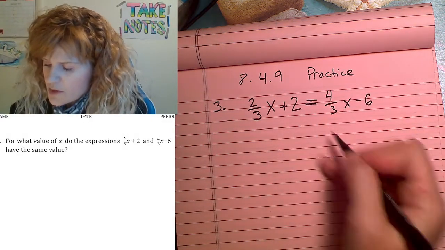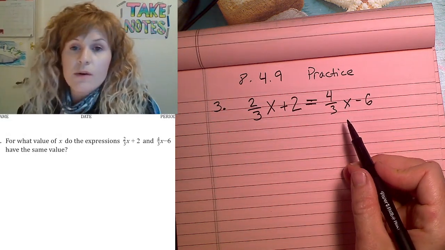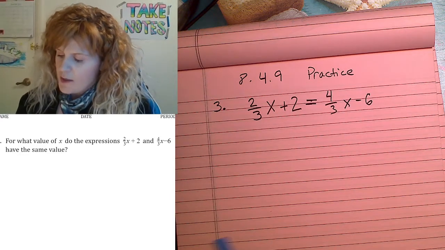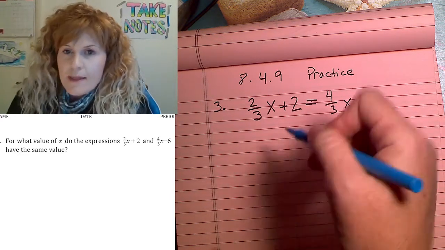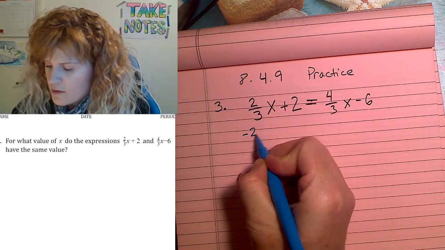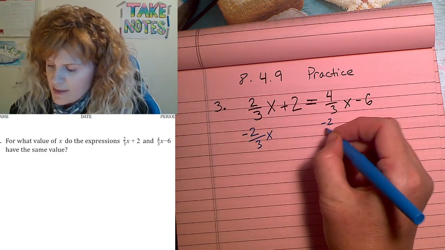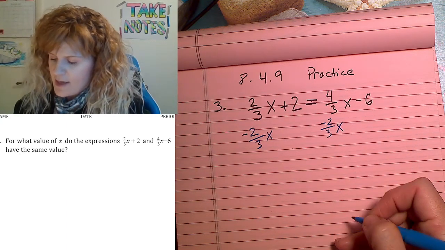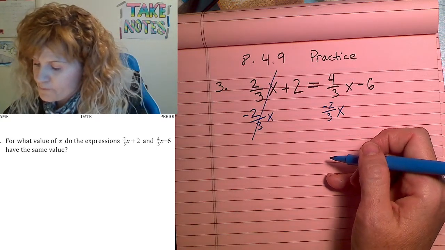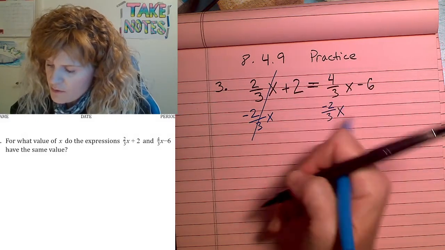Well, set them equal to each other. Just say this expression equals this expression. And now let's solve for x. Okay, in order to solve for x, we need to combine the x terms. That means get them all together on one side. So I'm going to subtract 2/3 x from the left side of the equation, which means I must do the same thing on the right-hand side. And this 2/3 x minus 2/3 x cancels out. And I'm left with a 2 right here.